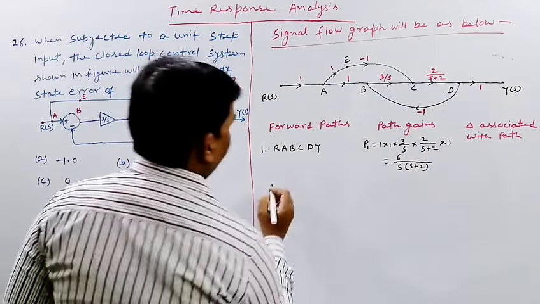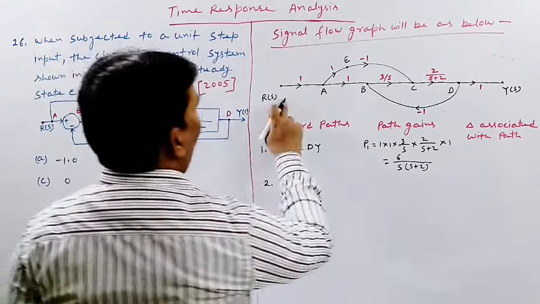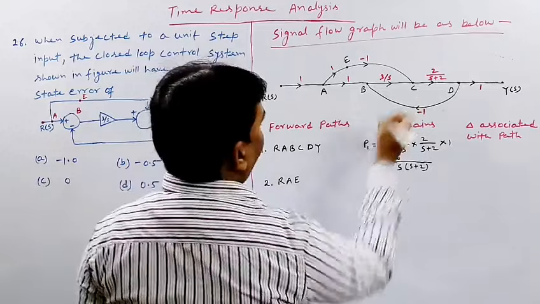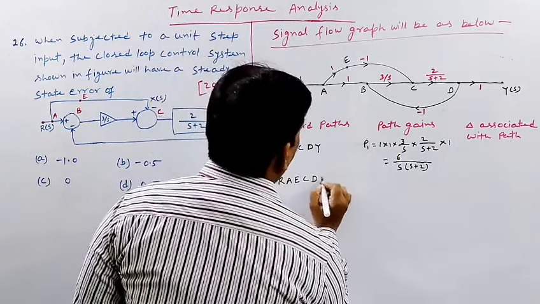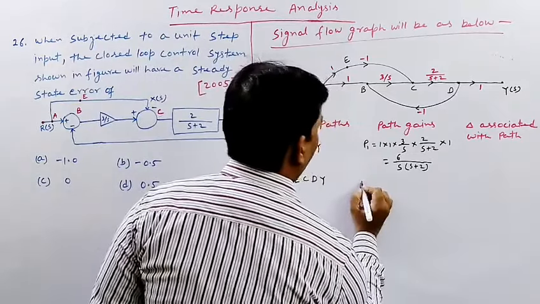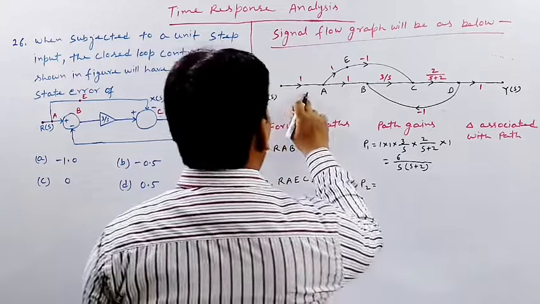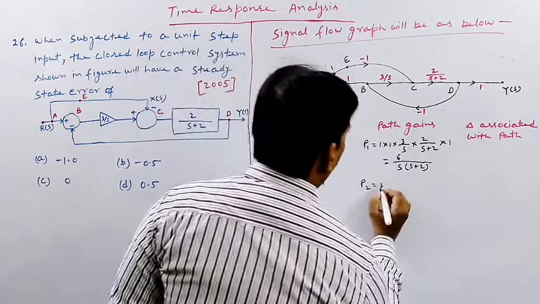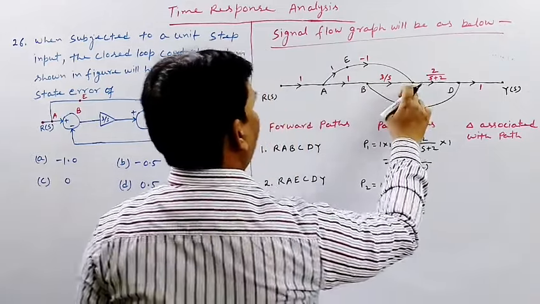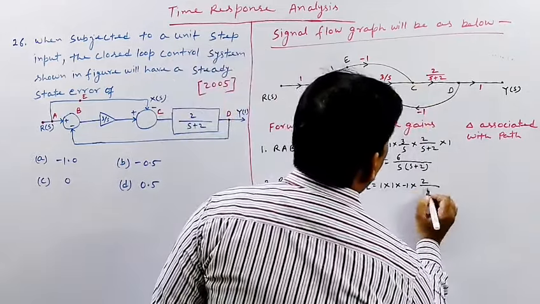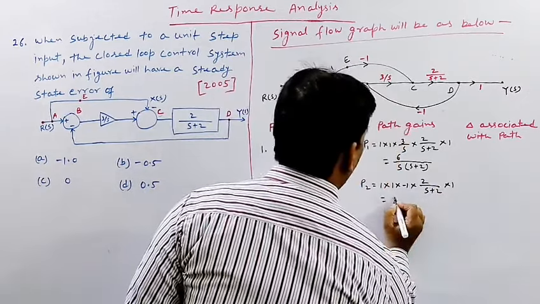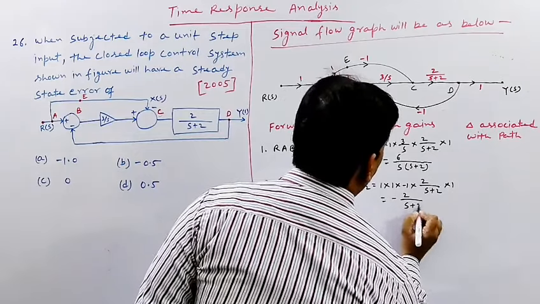The second path is R A E C D Y. Let us denote its path gain by P2. So P2 will be nothing but 1 multiplied by 1 multiplied by minus 1, multiplied by this minus 1, multiplied by 2 into S plus 2, multiplied by 1. So how much will it come? It will come minus 2 divided by S plus 2.